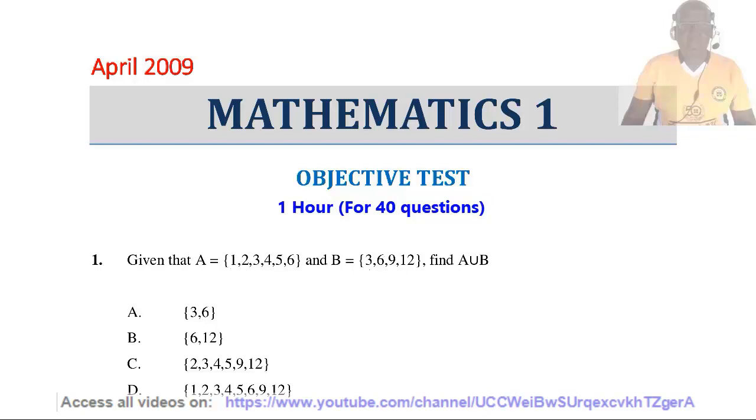That is A union B equals 1, 2, 3, 4, 5, and 6. Then 3 is already written. 6 is already written. Then 9. Then 12. So the answer is D.